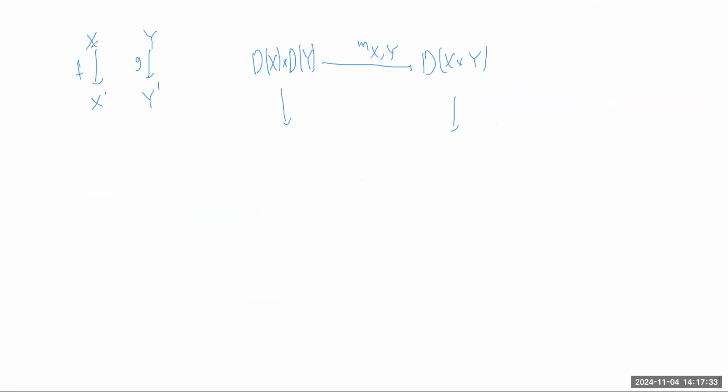we can apply D of f cross D of g to go to DX prime, DY prime, and then apply the multiplication corresponding to X prime, Y prime. Or we can apply the multiplication first and then apply D of f cross g, because if we have two maps, we can get the map f cross g. So this commutes. Going this way and applying this map then this map is the same as applying this map, then this map. This is one of the properties. It's called naturality.